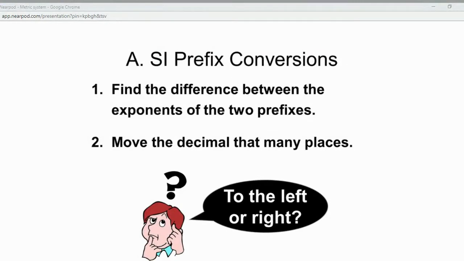So if you want to convert between prefixes, you're going to do 2 things. You're going to find the difference between the exponents of the 2 prefixes, and you're going to move the decimal that many places. So we're going to be using scientific notation in this method of converting between different units. Since we know how to use scientific notation and we talked about moving decimals, this should not be so difficult. So let's look at what our prefixes look like.